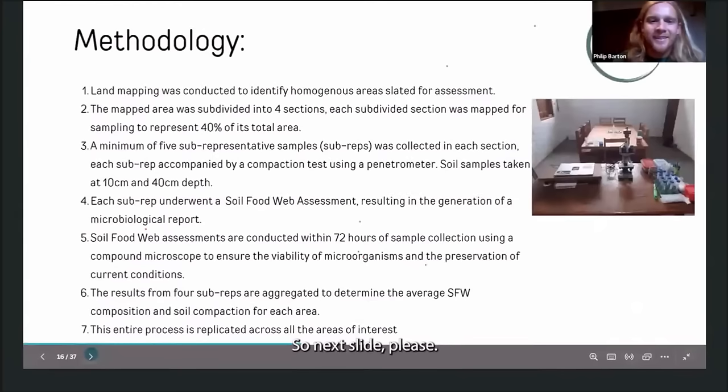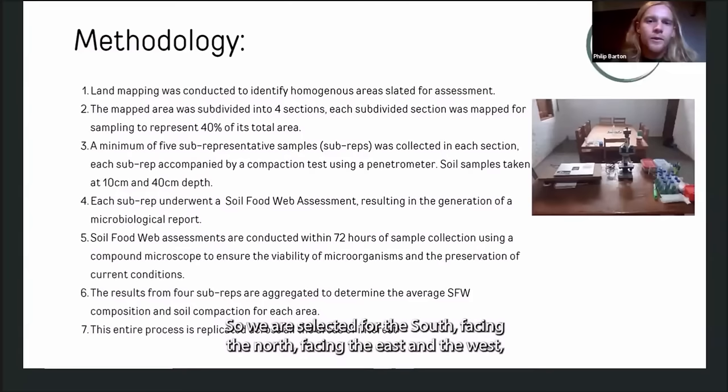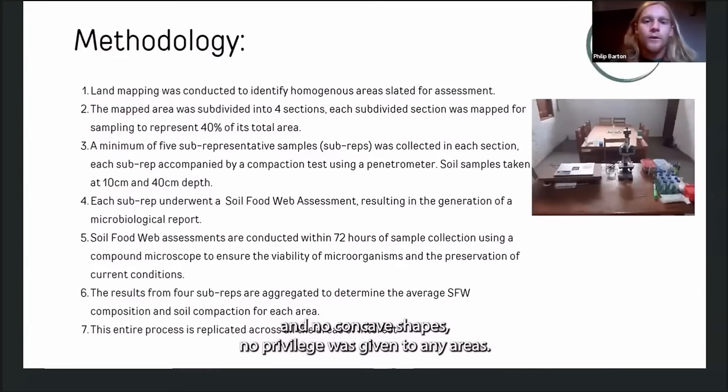The methodology that was carried out for the test is that the land was mapped to identify the homogeneous areas which were slated for assessment. We define them as homogeneous based on orientation and terrain, not necessarily species. So we selected for the south facing, the north facing, the east and the west, and no concave shapes; no privilege was given to any areas. These mapped areas were then divided into four sections. Each of these four sections was then mapped and represented to represent 40% of its total area.